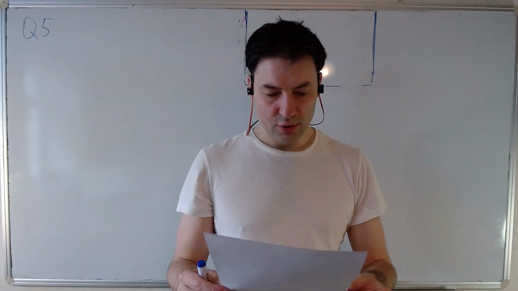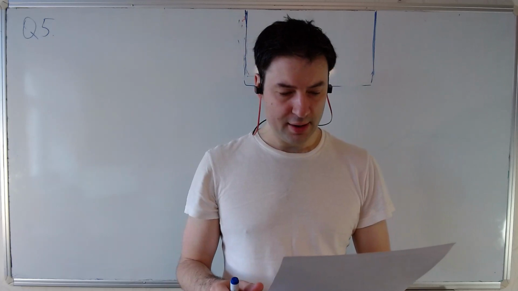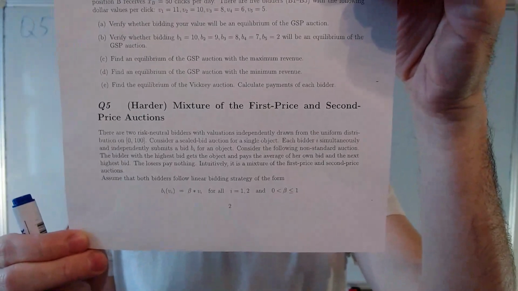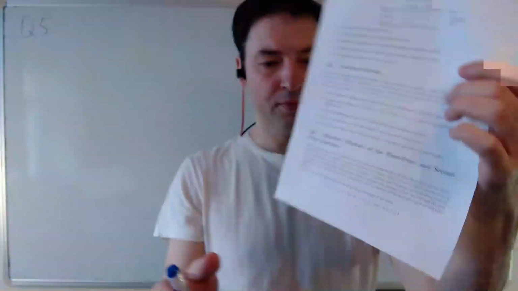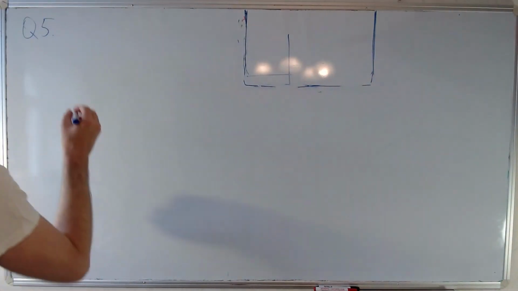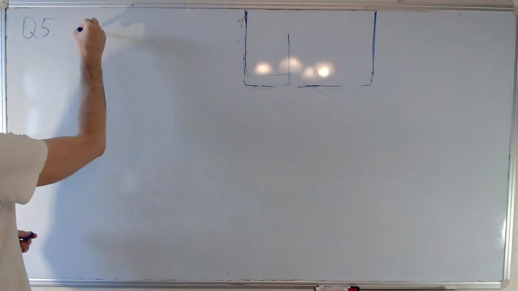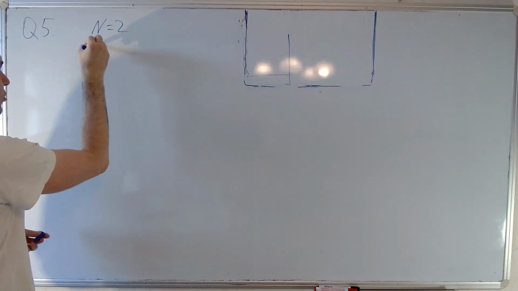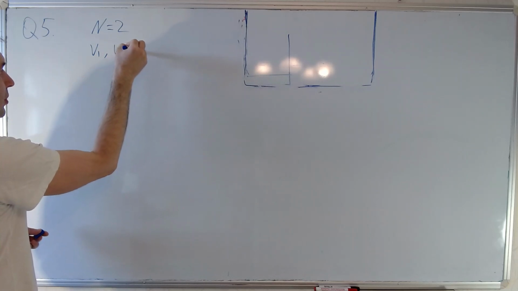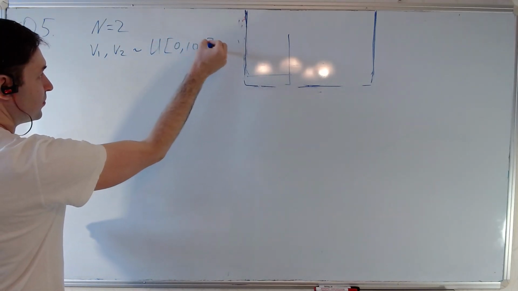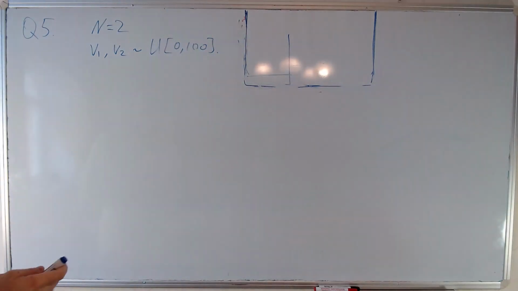In this video, I will solve question 5 from the practice questions for the final. This one is marked as a harder question: a mixture of the first price and second price auctions. So what do we have in this auction? We have a standard, canonical setting with two bidders, n equals 2, and the values are uniformly drawn from a distribution on 0 to 100.